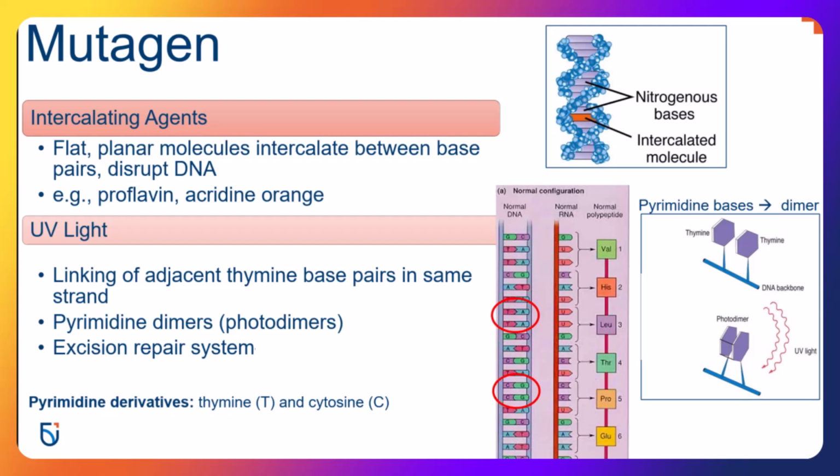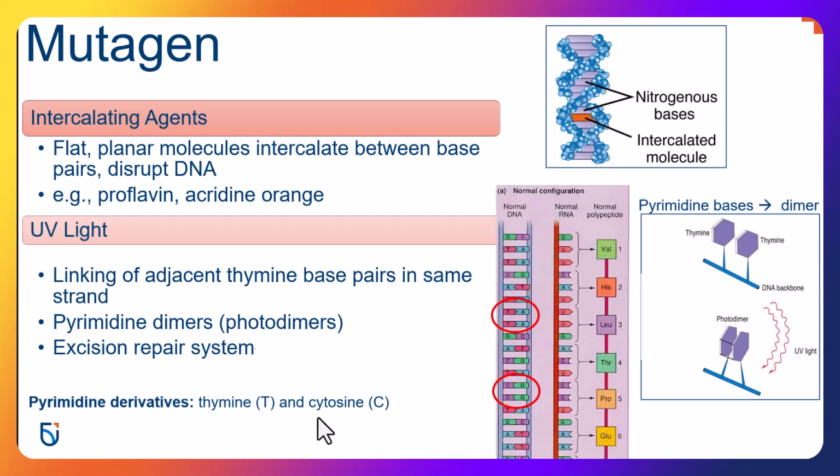So I'm going to break it down and give you a few important points first. One is, what is a pyrimidine dimer or a photodimer? Well, first we need to know what a pyrimidine is. Pyrimidines, examples with DNA, are thymine and cytosine. So UV light has the ability to really impact thymine and cytosine, especially thymine.